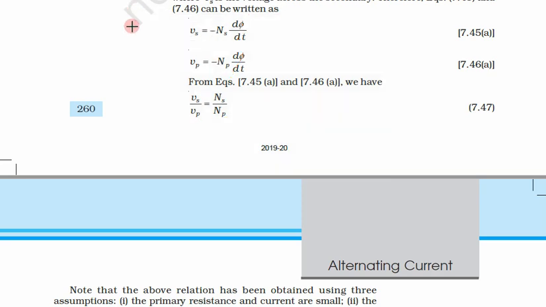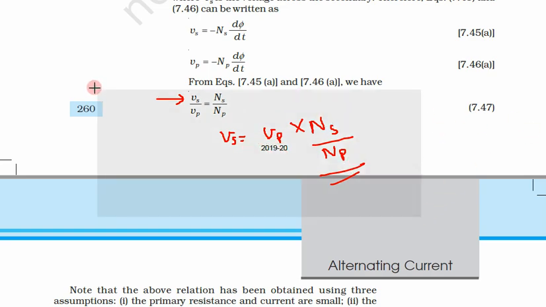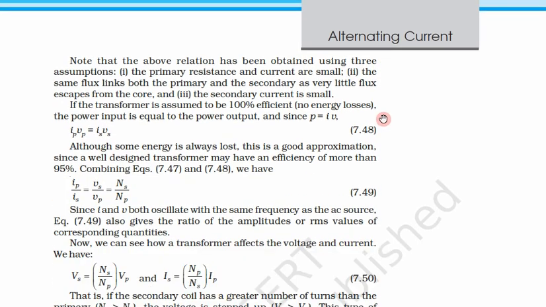What is the meaning of this line? This has a very important meaning. That means the voltage on the secondary coil will change relative to the primary voltage in the ratio of the number of turns in the secondary and primary coil. Because the number of turns is in our hands, we can change the primary voltage into any voltage by changing the number of turns in the primary and secondary coils.